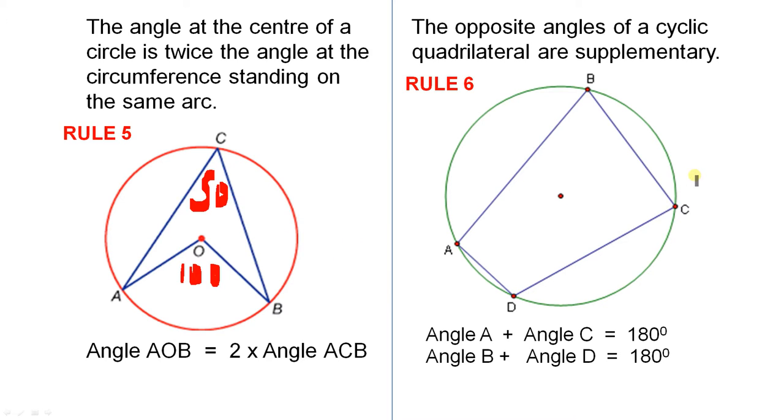And the last rule, which is rule 6: the opposite angles of a cyclic quadrilateral are supplementary. This is what this means. It means that angle A plus angle C equals 180 degrees, and angle B plus angle D equals 180 degrees. In other words, if you add this angle here to this angle here, that gives you 180 degrees. And if you add this angle here to this angle here, that gives you 180 degrees. And it's called a cyclic quadrilateral because it's drawn inside a circle.